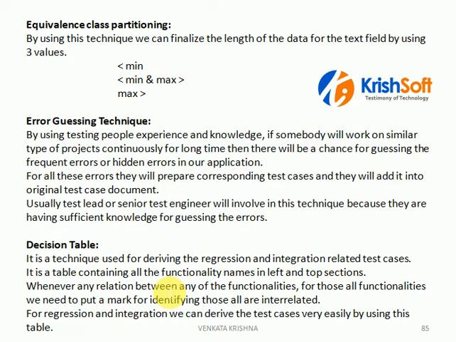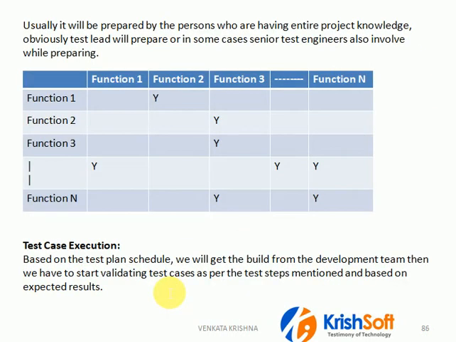Right. Next, the last technique is the decision table. It is used for deriving the regression and integration test cases. The main advantage of the decision table is that it is used for deriving the regression and integration test cases.